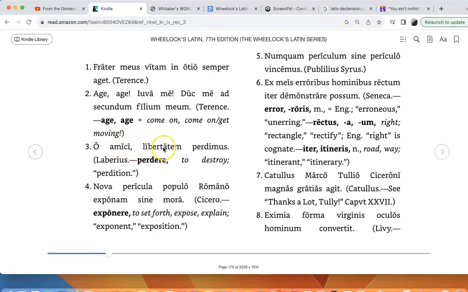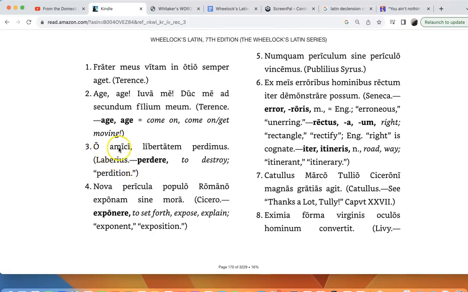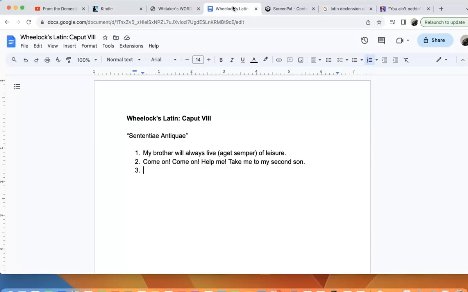O amici, libertatem perdimus, liberius. I don't think we've had him before. So, O friends, we are destroying liberty. So, O friends, we are destroying liberty.